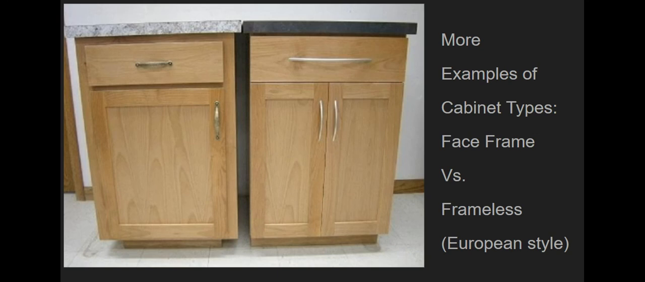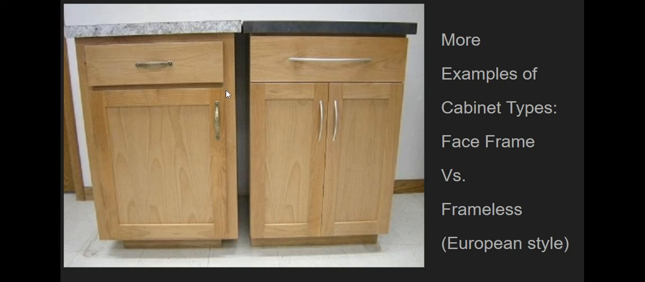A couple more examples of the cabinet types, face frame and frameless. We clearly see here we have a face frame that's going around the cabinet. This is a base cabinet. It's got the door, it's got the drawer. But you see this face frame here, it's going all the way around, and the drawer and door goes on top of it. This frameless cabinet here, you can see the drawers and the door fronts. All this stuff completely covers the whole box.